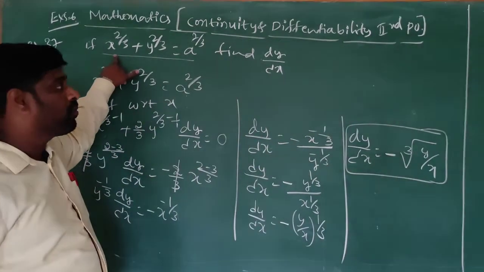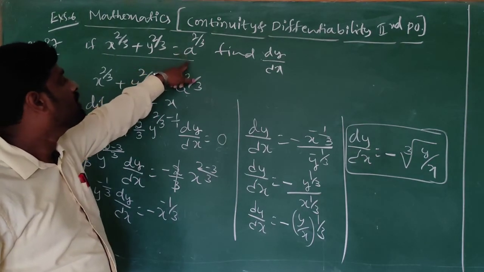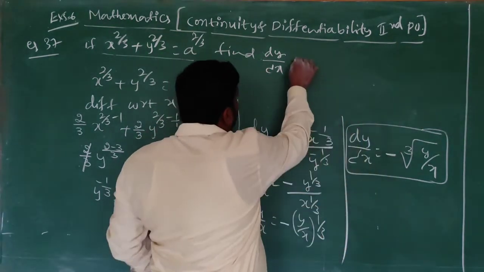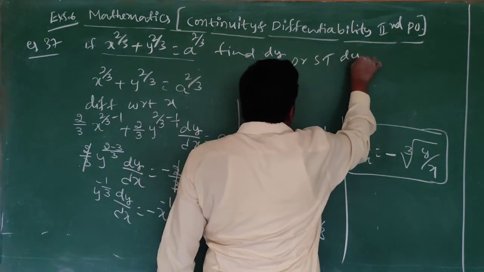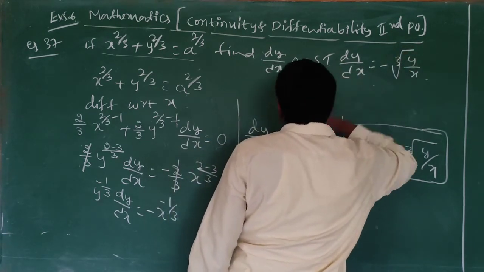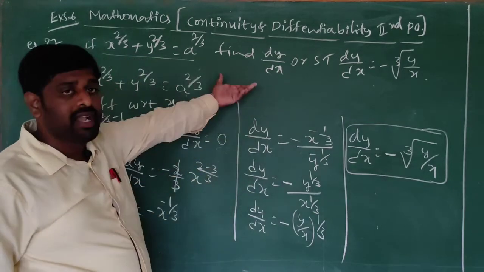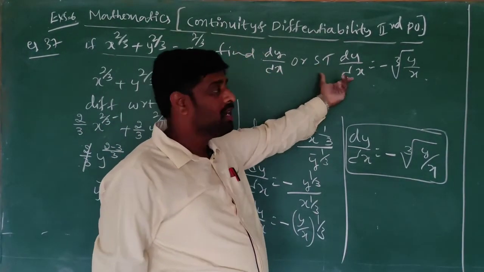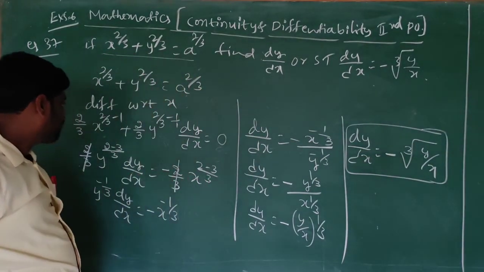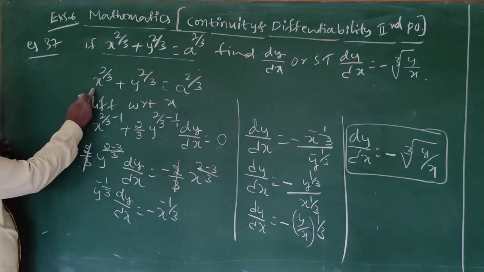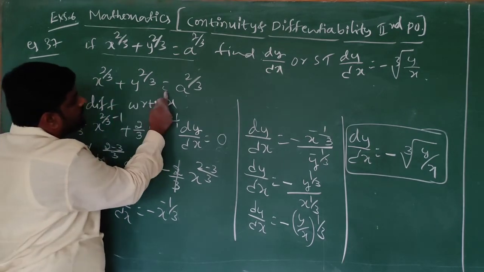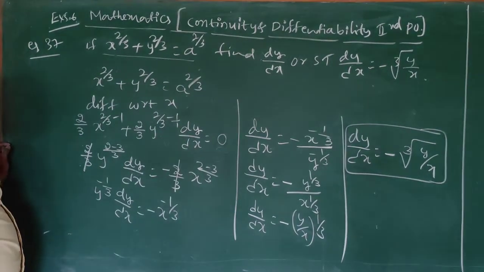If x to the power of 2 by 3 plus y to the power of 2 by 3 is equal to a to the power of 2 by 3, then either find dy by dx or show that dy by dx is equal to minus cube root of y by x. So they will ask to find dy by dx or show that dy by dx is equal to minus cube root of y by x. Okay, so observe once again, x to the power of 2 by 3 plus y to the power of 2 by 3 is equal to a to the power of 2 by 3.